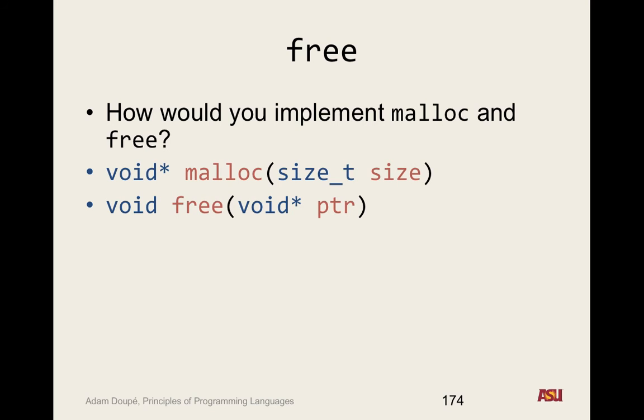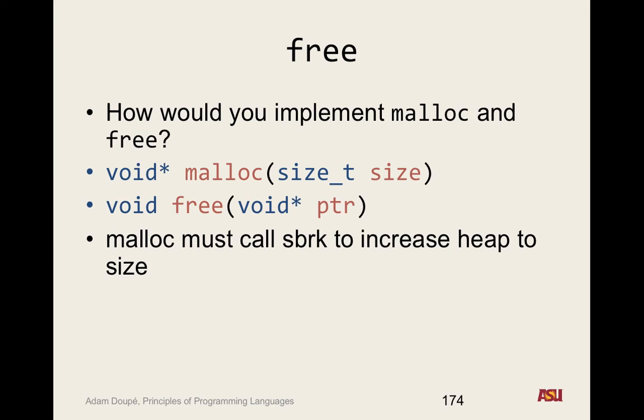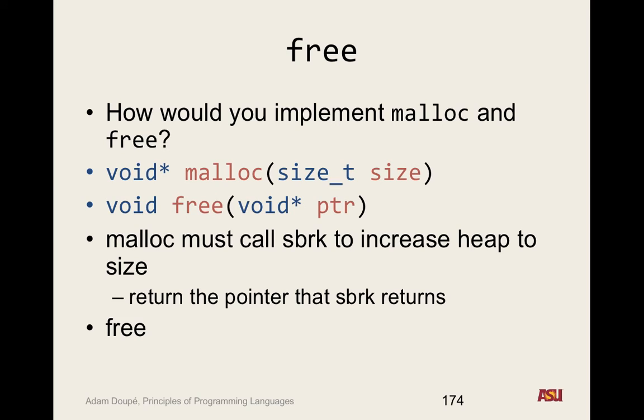Okay, so we need to do this. So we need to call malloc and free. So these are the semantics. So how would you do that? So what would you use with malloc to increase the heap size? sbrk. Yeah, we looked at it, right? You use sbrk, and you just return the pointer that sbrk returns, right? So you're saying, hey, here's some memory, boom. Okay, we do that. What about to free?